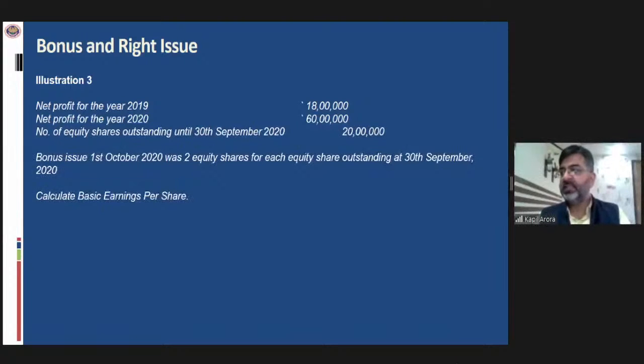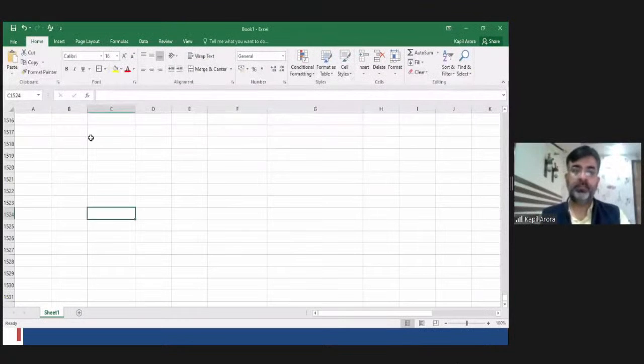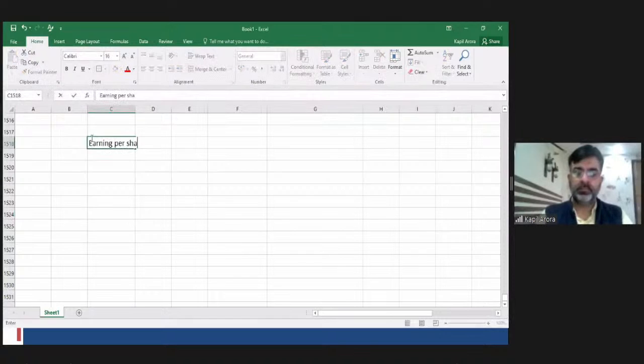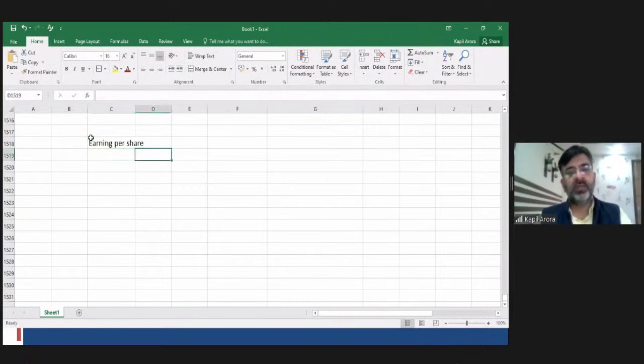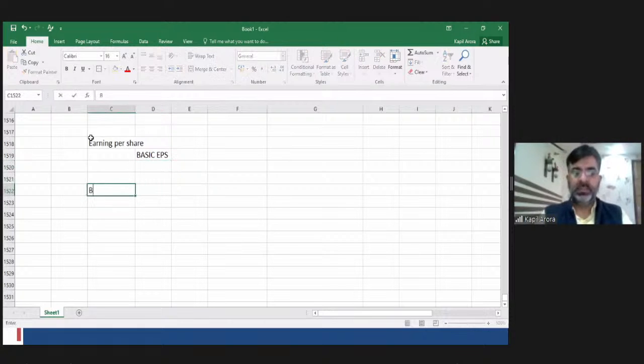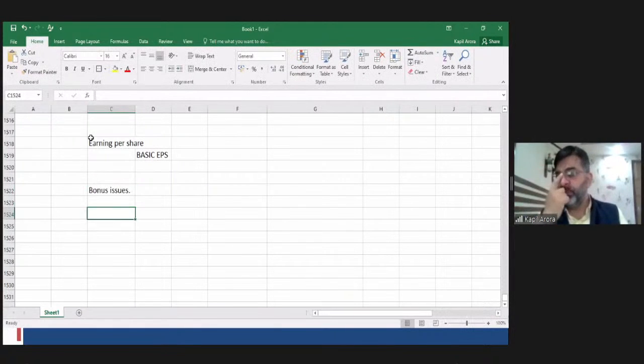So in the last session, we were talking about earning per share. So far, we have discussed EPS and how to calculate the basic EPS, right? But we were discussing the bonus issues. I'll give you one question from myself, rather than the question from the study material, so that we get some better clarity on why we were asked there.